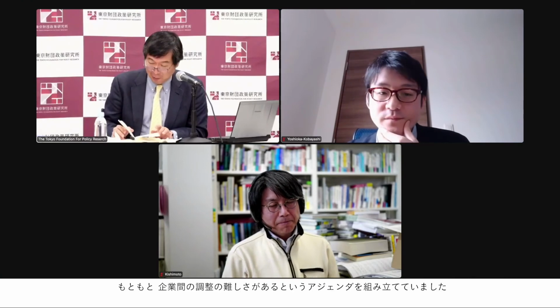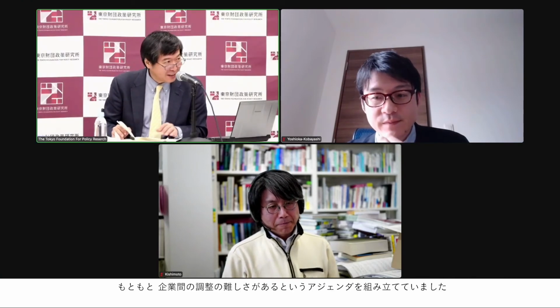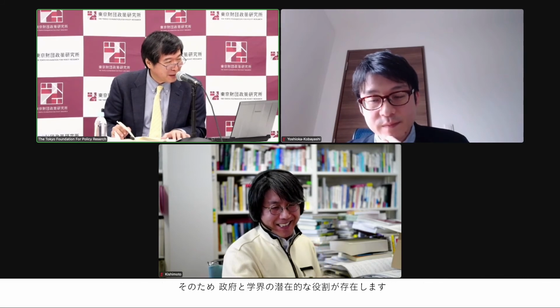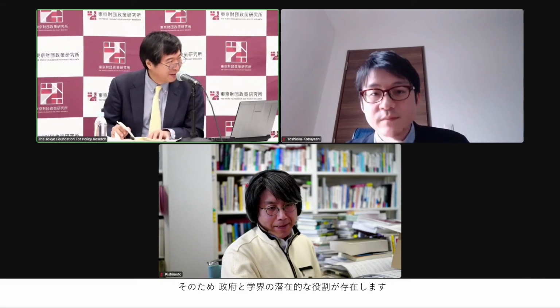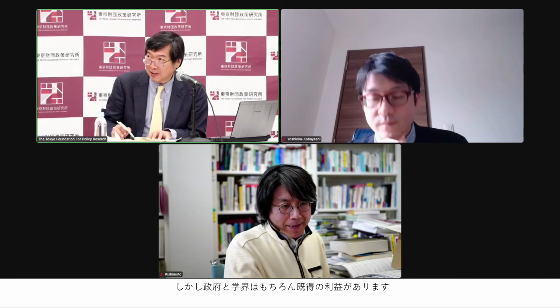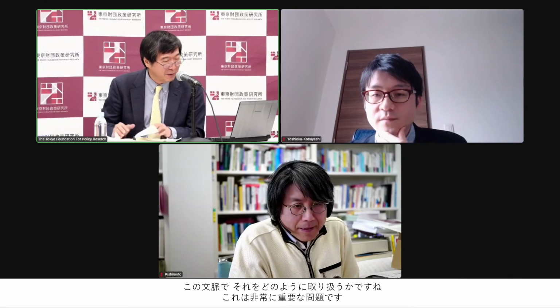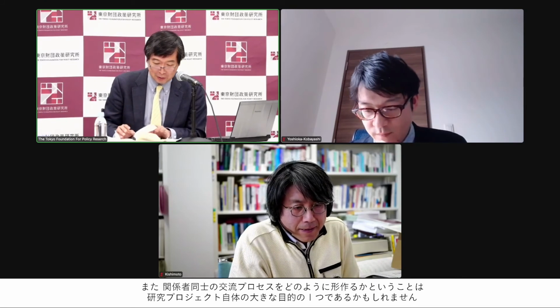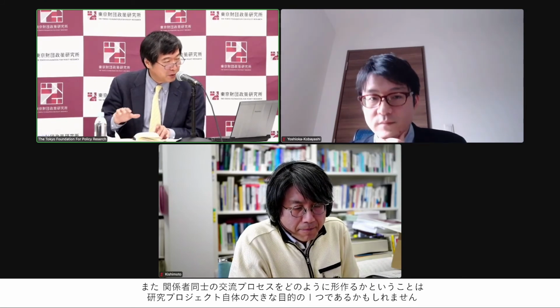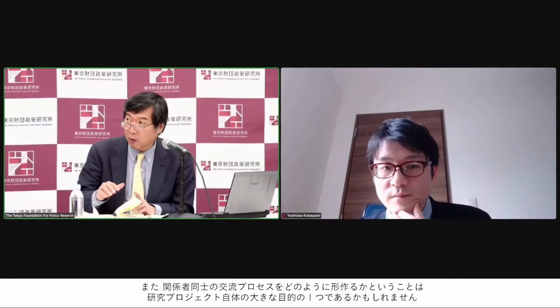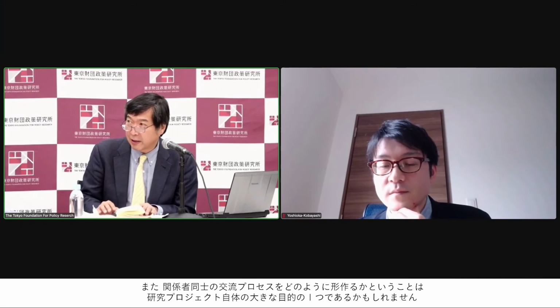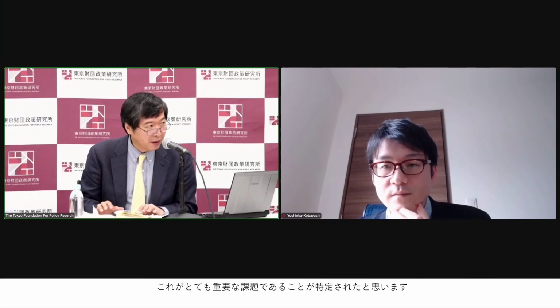And originally I framed the agenda that there is a difficulty of coordination between the companies, and because of that there is a potential role for the government and academia. But the government and academia, of course, have a vested interest. So in that context, how to deal with that is a very important issue. And also, maybe that's one of the big objectives of the research project itself: how to restructure the process of the interaction among the actors. So that's a very important issue identified, I think.